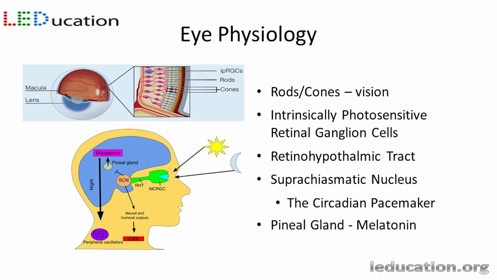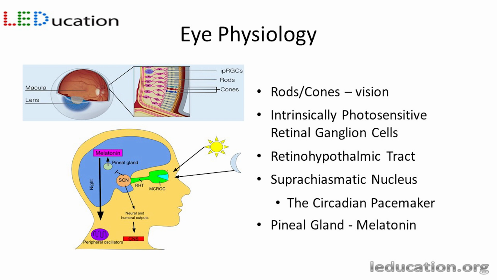Next, we'll take a look at the physiology of the eye. In the back of your eye, there are some specific cells used for vision. These are the rods and cones. The rods generally are sensitive to brightness and help you define shapes. The cones give you color vision. These, along with your brain, make sense of the light that comes into your eye and the images that you see.